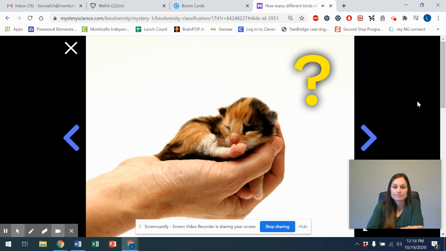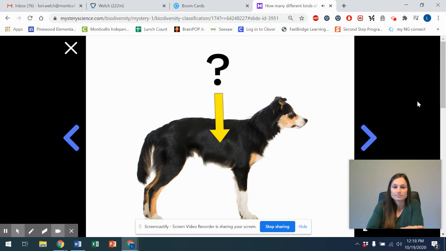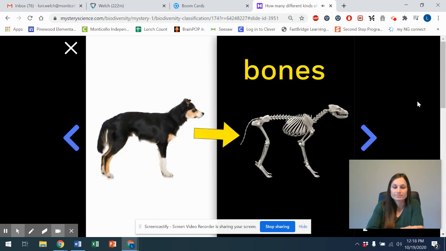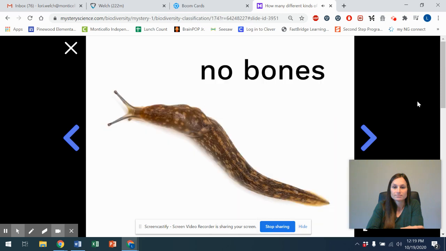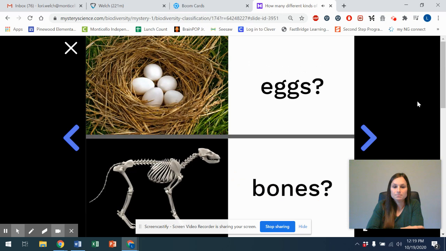Scientists also think about what's inside an animal's body. For example, some animals have bones or skeletons inside their bodies, while other animals don't have any bones at all. For scientists, these differences can be really helpful in deciding whether to group animals together or not. With this knowledge in mind, let's go back to the activity and try grouping animals again.